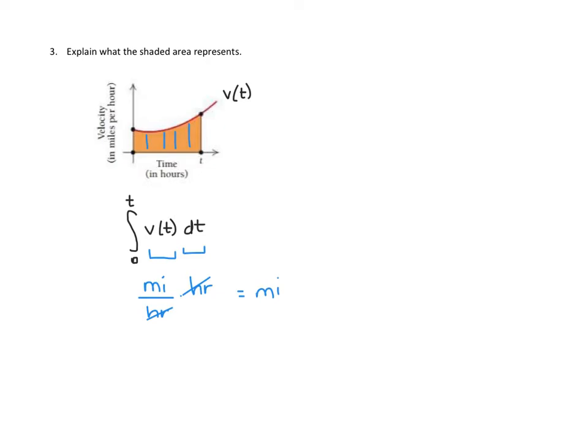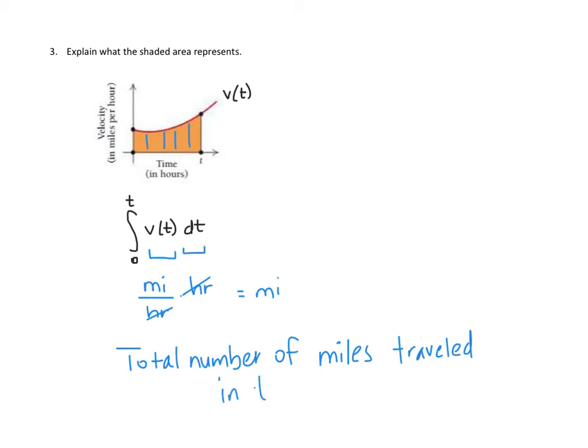So this shaded area represents the total number of miles traveled. So we can say the total number of miles traveled in t hours is what the shaded area represents.